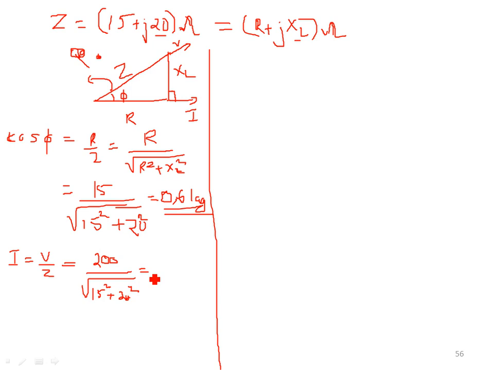200 divided by root of 15 square plus 20 square. So it is 8 amperes. So we get the current as 8 amperes. That means the voltage 220 volt is leading the current by an angle cos inverse 0.6. And the magnitude of the current is 8 ampere. So, that is the inference.